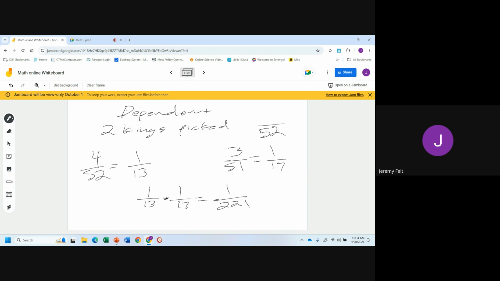Okay, so read the problem carefully. Does it say I'm taking something out and replacing it, putting it back in, or am I taking something out and keeping it out? Because that changes the probabilities. One of those situations is independent events, and you just multiply 1 in 13 times 1 in 13. But in this example, we're not replacing it, so they're dependent events. This second probability is dependent upon what happened in this first event.